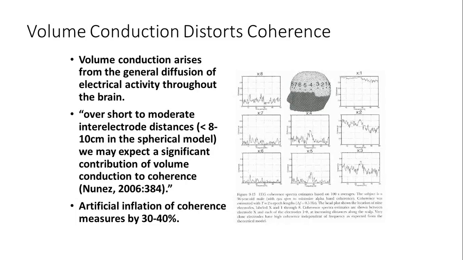Now, over short to moderate interelectrode distances, less than 8 to 10 centimeters, we can expect significant amounts of that information to be overlapping. So when you put two sensors close together, you're getting information of overlapping volume conduction activity because the generators are close together. And that artificially inflates the coherence by 30 to 40%.